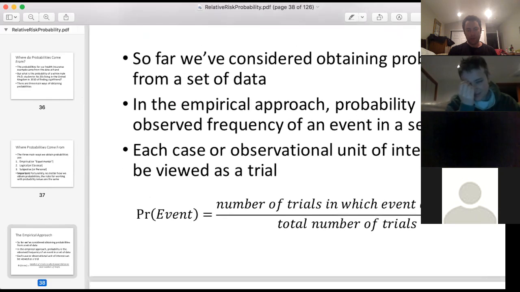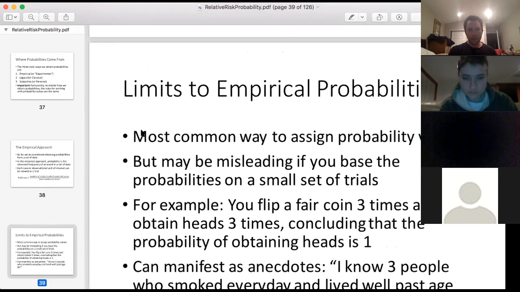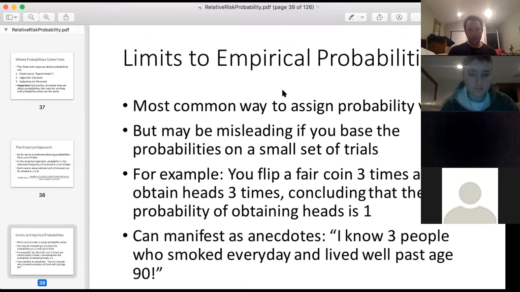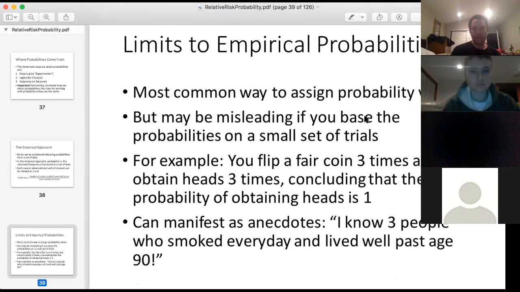As we discussed, we can calculate it using this formula. But there are limitations to empirical probabilities. The most common way to assign probability values is with the empirical method, but it may be misleading if you base the probabilities on a small set of trials. Like we said earlier, if you were to flip a coin 3 times and got heads 3 out of 3 times, it's very possible. That's not an impossible event. You would then conclude that the probability of obtaining heads is a perfect 100%, which we know is not true.